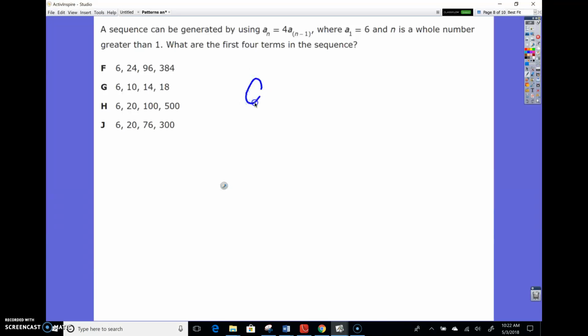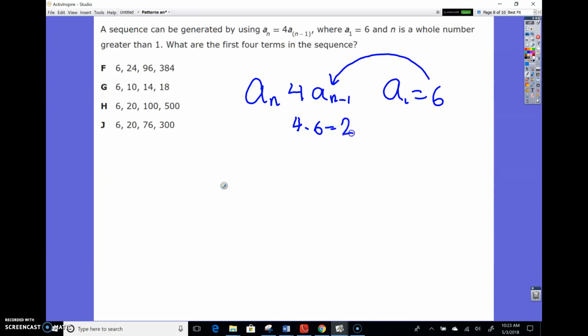So if you look at this, this is the formula. Okay, where A1 is equal to 6. Whenever you have this, it is the recursive formula. So what you're going to do, A1 is equal to 6, you substitute A1 here first, so you're going to do 4 times 6. So your answer should be 24. Okay, so your first term is already 6, your second term is 24.